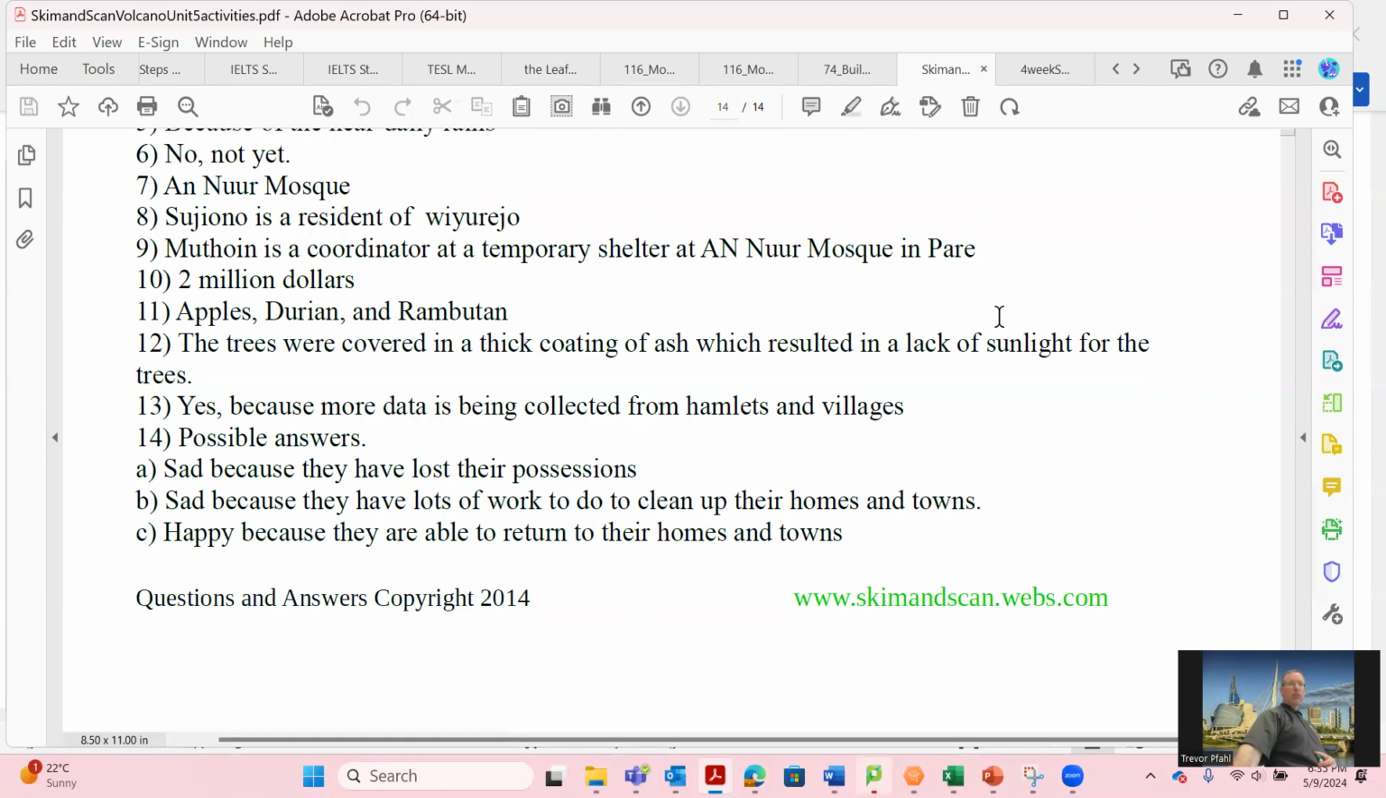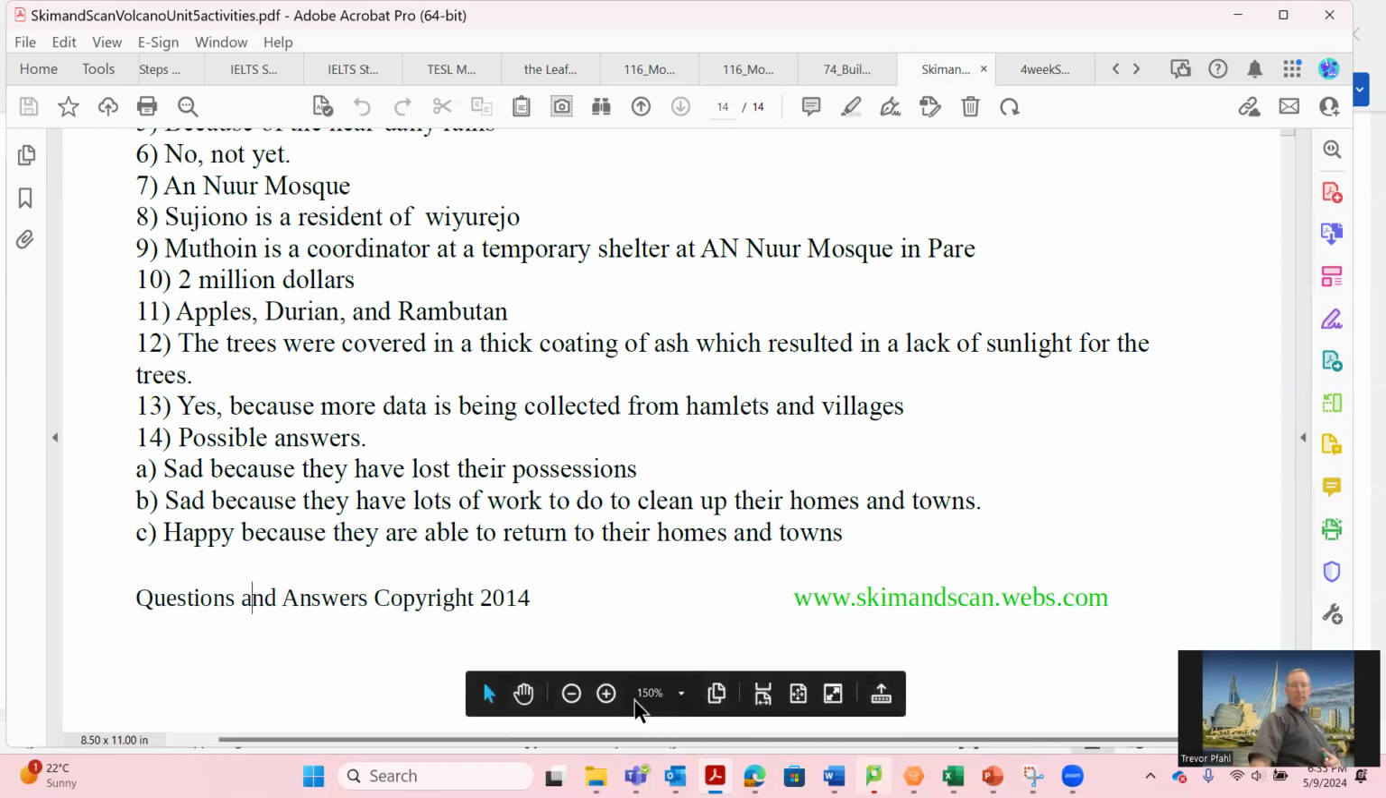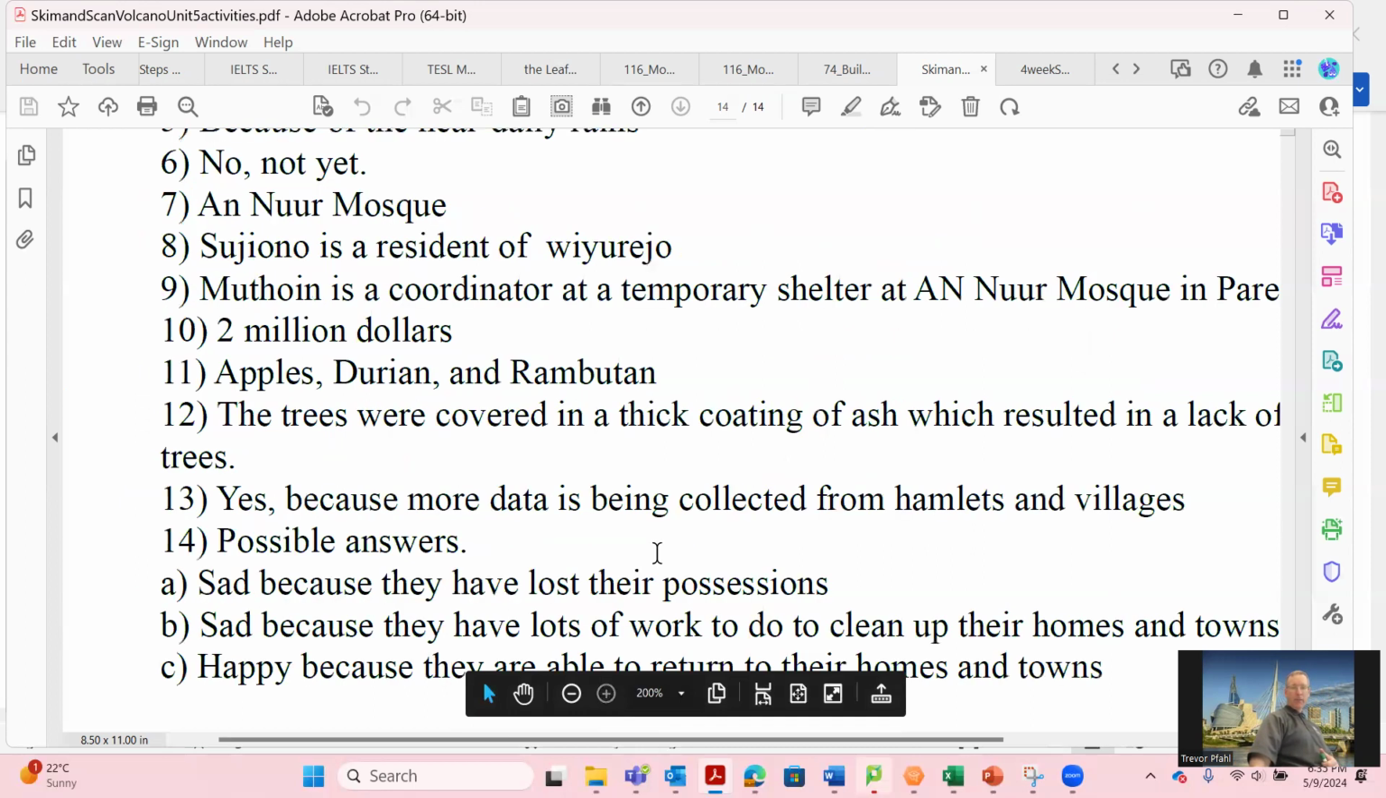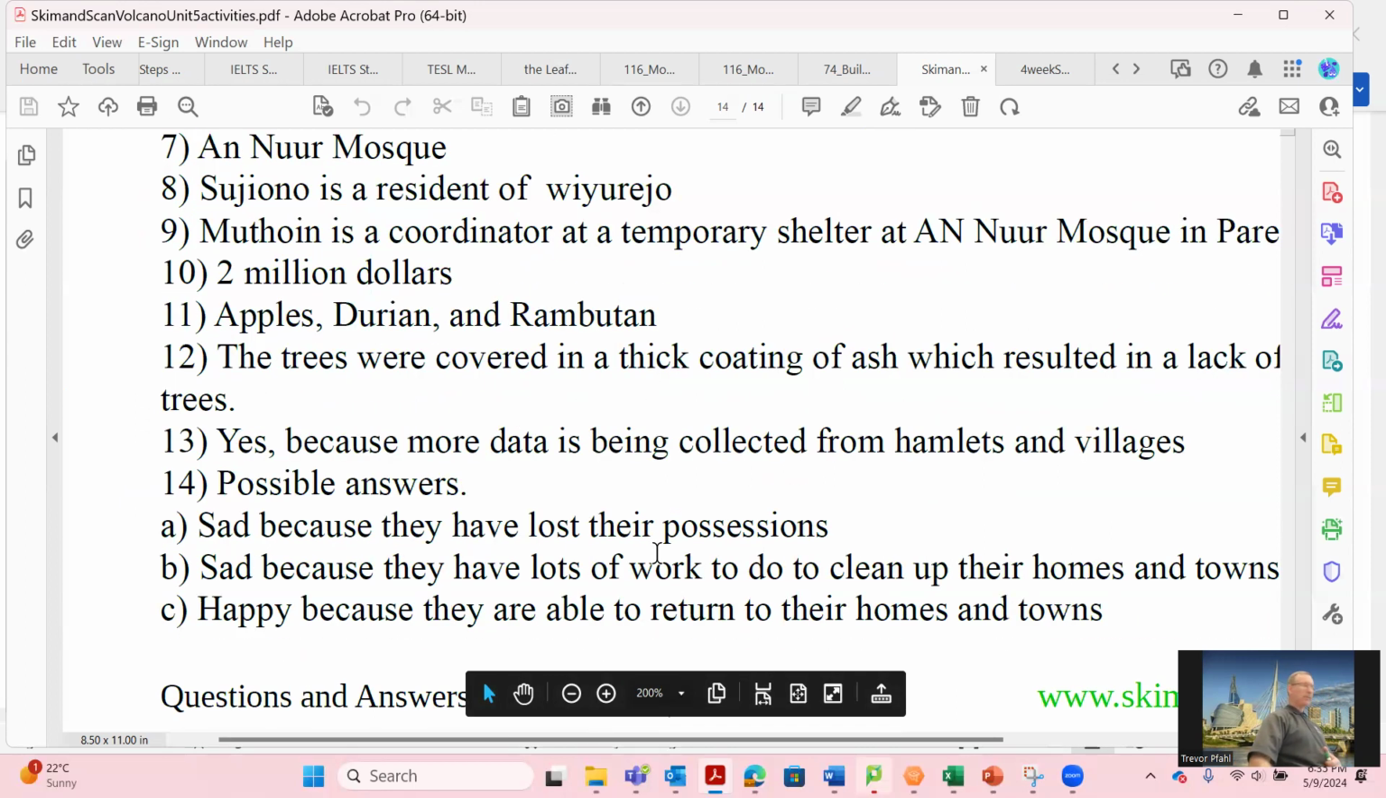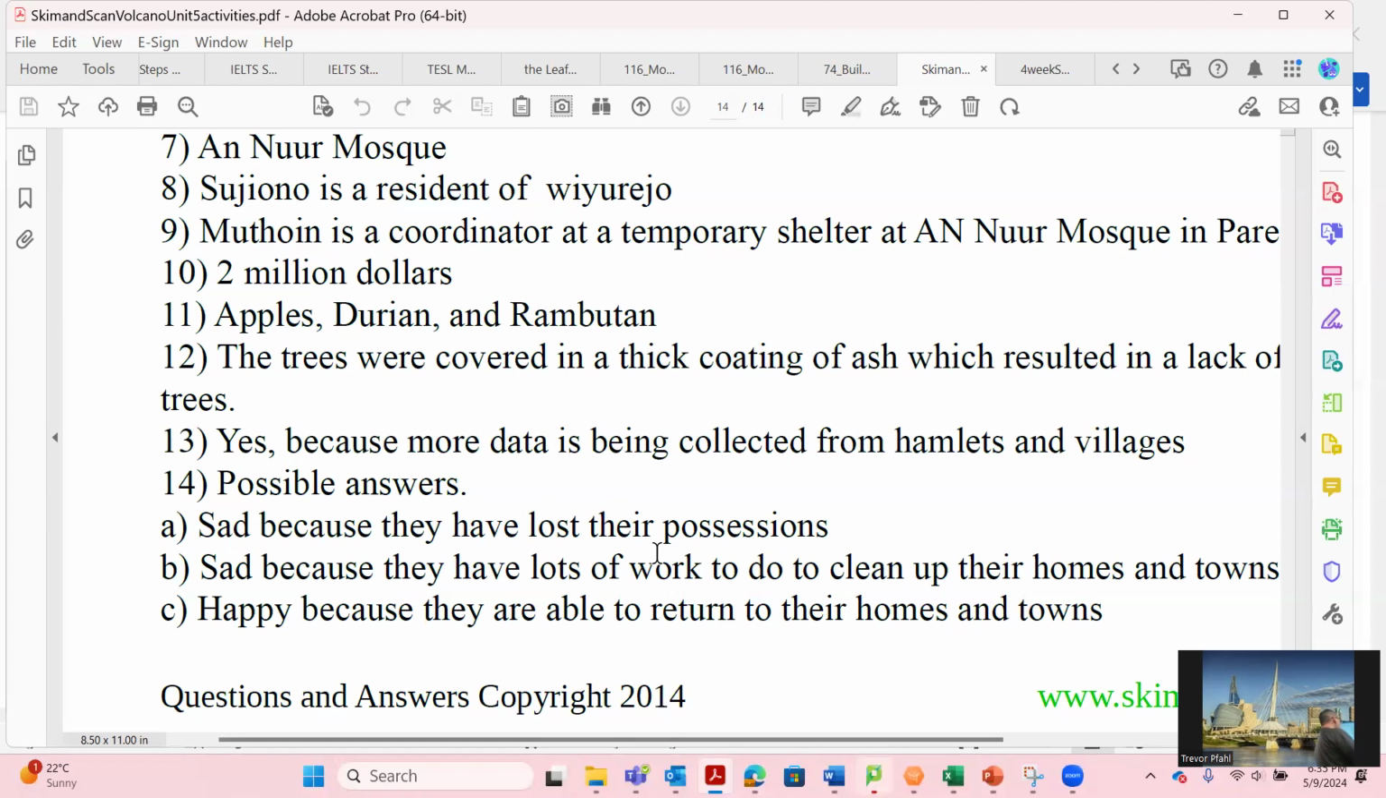14? Okay, so this is up to you, because there are different reasons why they might be sad or happy. This is where it says possible answers, so you might have a different answer. Maybe they're sad because they lost their possessions and have lots of work to do. But maybe they're happy they can go back to their home, that it's not totally destroyed.